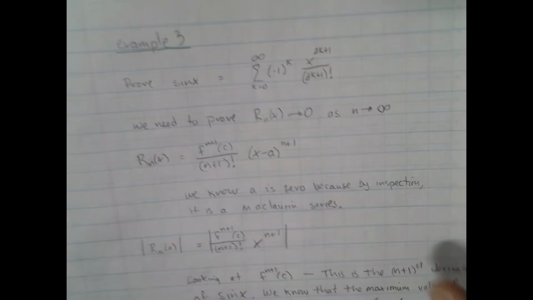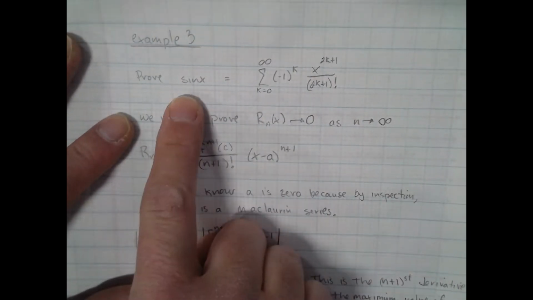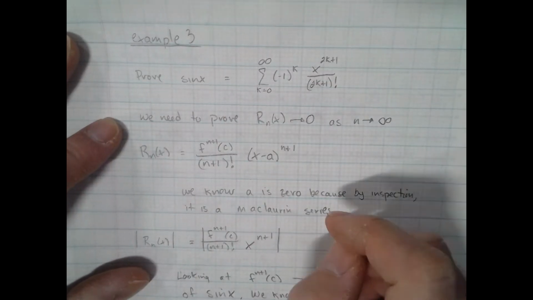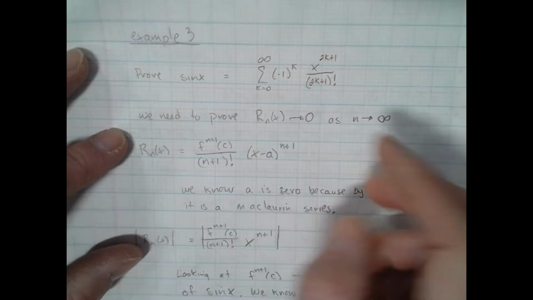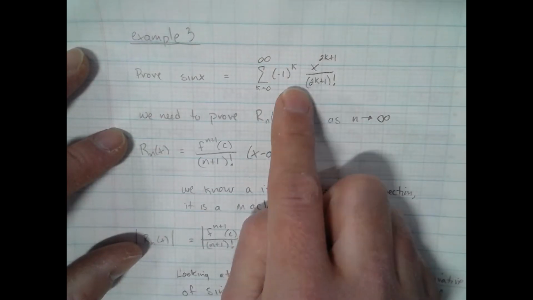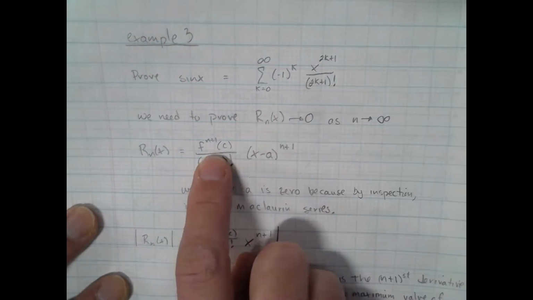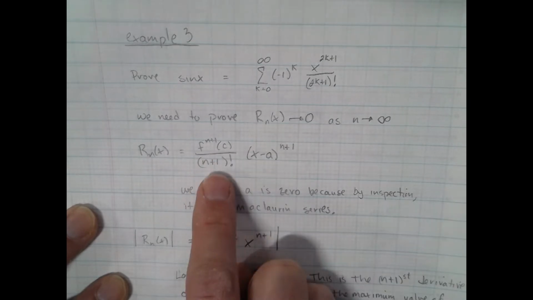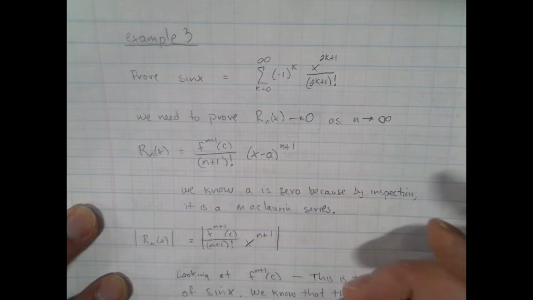All right. Yeah, this is example 3 out of the book. Okay, so we're going to prove that sine x is this. If it is that, then the error has to be 0 as n goes to infinity. So let's take a look at what the error is going to be. Well, the error is the n plus first derivative of c over n plus 1 factorial times x minus a to the n plus 1.